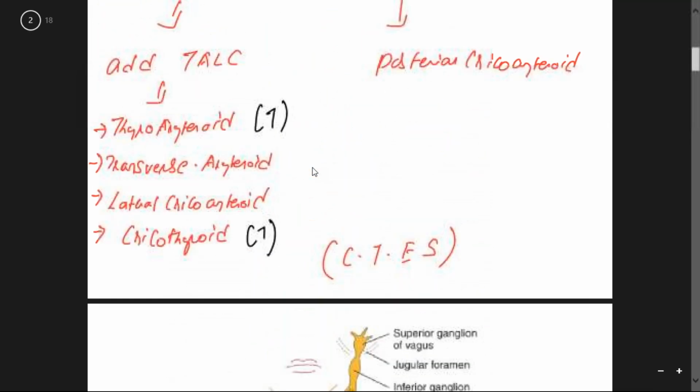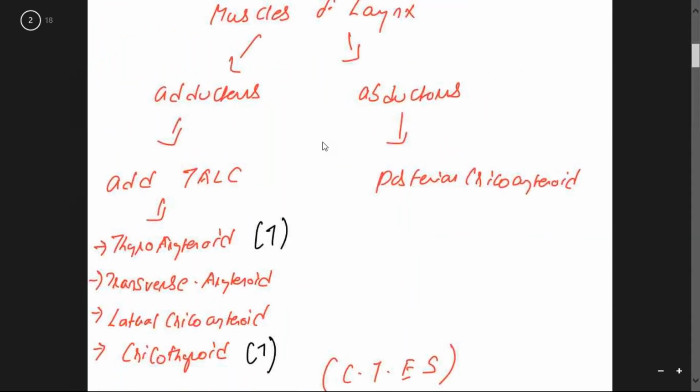Now, if you see the muscles of larynx here, you should know the adductors and the abductors. For adductors the mnemonic is ADD TAL: thyroarytenoid, transverse arytenoid, which is also known as interarytenoid, remember that, lateral cricoarytenoid, and cricothyroid. And what is the abductor? Only one abductor we have, the posterior cricoarytenoid.